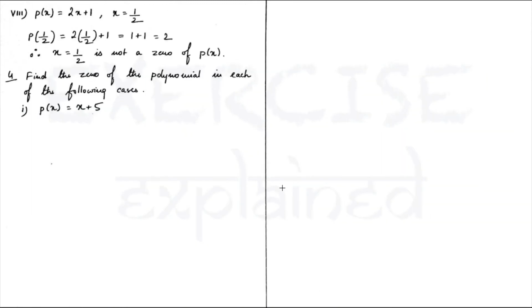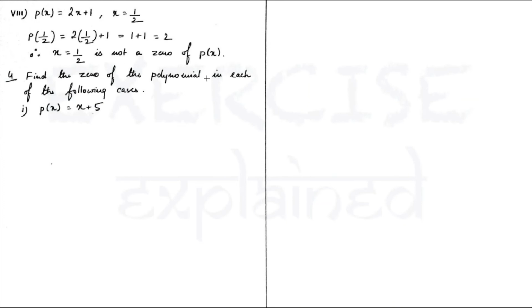Coming into the next question, p of x is equal to 2x plus 1, x is equal to 1 by 2. So I just substitute x as 1 by 2 here. I get 2 into 1 by 2 plus 1. So 2 and 2 cancel and we get 1 plus 1, that is equal to 2. And x is equal to 1 by 2 is not a 0 of p of x, since we were supposed to get 0 but we did not get 0, therefore it is not a 0 of p of x.